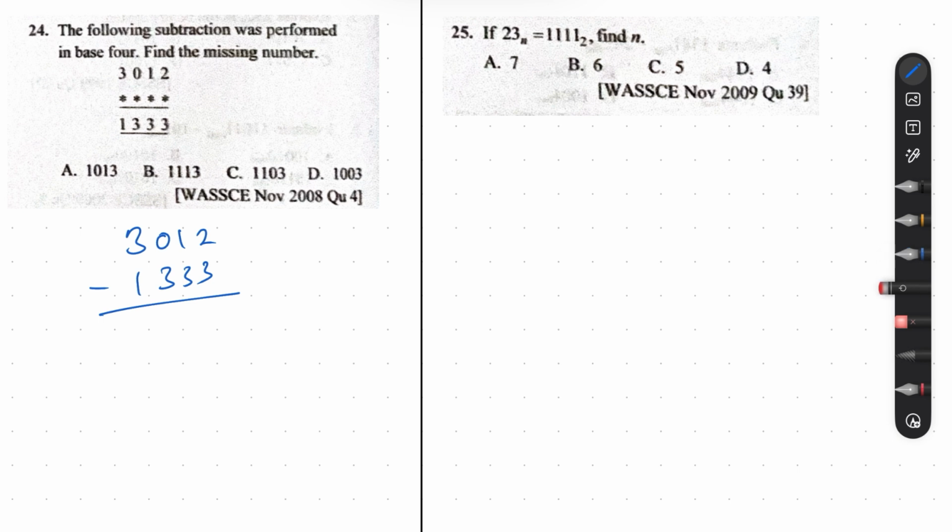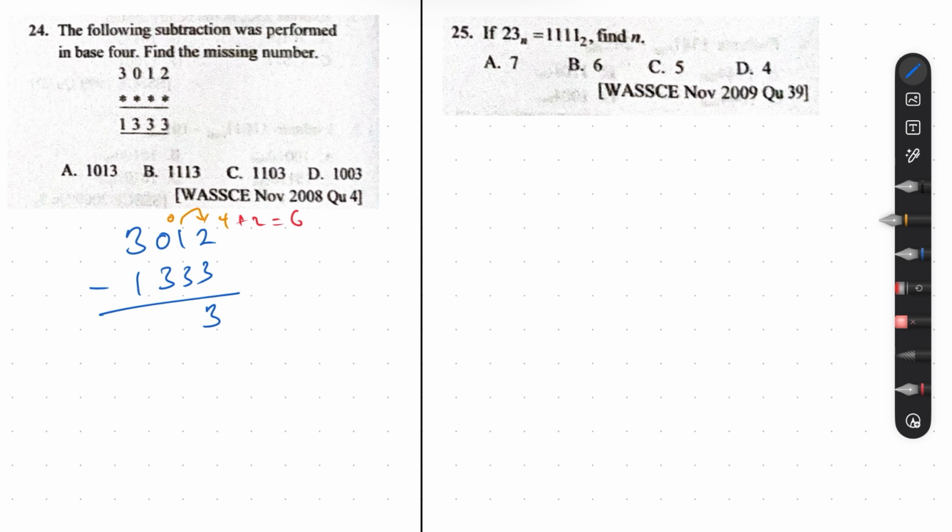Okay, so let's start. Here, 2 minus 3 in base 4. We can't take 3 from 2, okay? So we borrow from this side. What we borrow is what? 4. Because we are working in base 4. So 4 plus this 2 will give us what? 6. So 6 minus 3 will give us what? 3. Okay? Cool, let's continue. Here we borrowed 1 from here, so our remainder is what? Sorry, 0. Okay? So now let's write the 0 here.